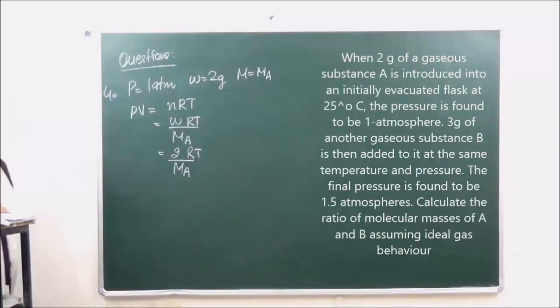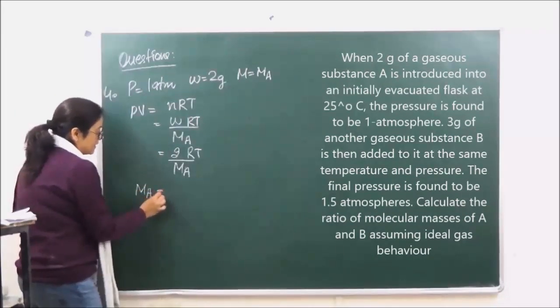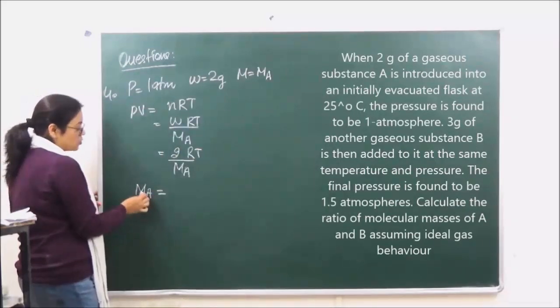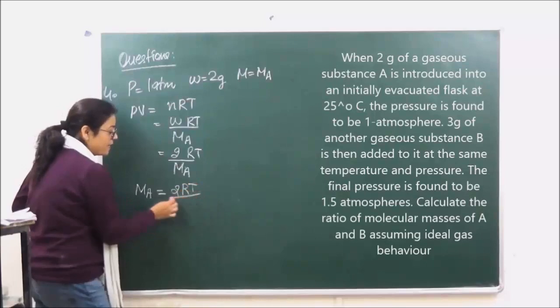In terms of MA, अगर हम लोग इसको कैलकुलेट करते हैं तो हमारे पास क्या आ जाएगा? MA. In this case pressure is 1 atmosphere, volume हमारी same है, so we will get MA is equal to 2RT upon B.